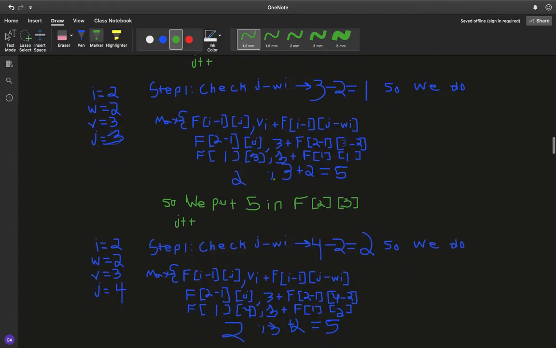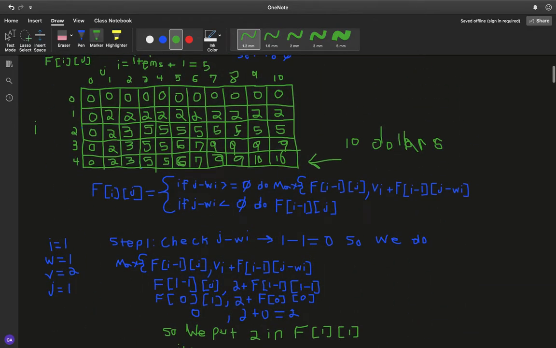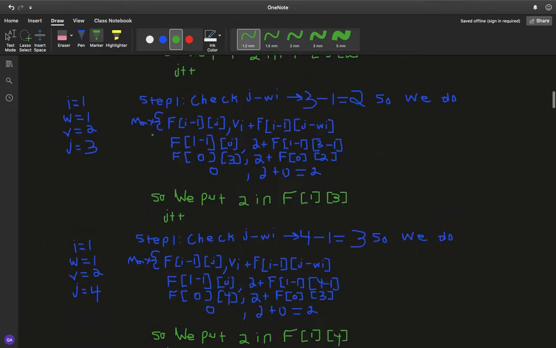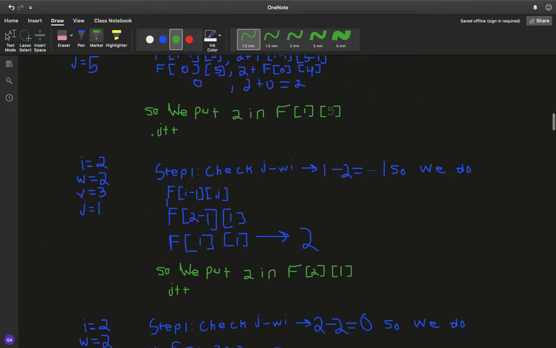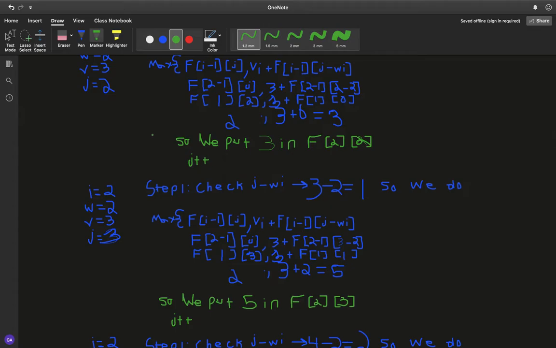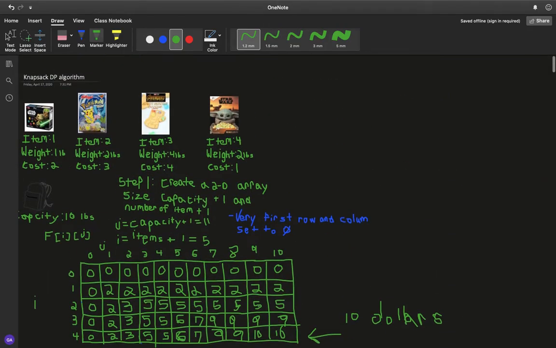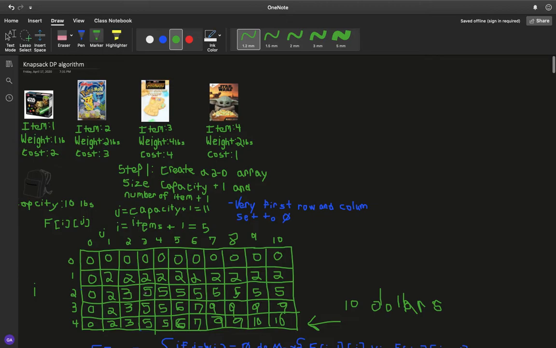J is now 3. Then we do check. 3 minus 2 is 1. 1 is greater than 0, so we find the max value, and the only thing that changes is this j. So we now check f sub 1 of 3, which is 2, and f sub 1 of 1, which is 2. You can see here, 1 of 3 is 2, and 1 of 1 is 2. So 3 plus 2 is 5, so now we get a new number. 5 is greater than 2, so we put 5 in f sub 2 of 3. See, 2 of 3 is 5.